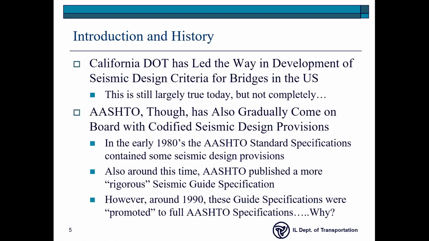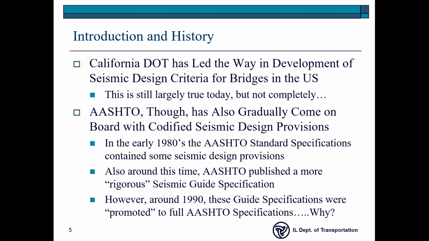Okay, so as I started to mention before, California really has led the way in the development of what I would call seismic design criteria for bridges in the United States, and it's still largely true today, but not completely true. Now, in the early 1980s, as far as earthquake engineering goes, that's a pretty long time ago, okay? Earthquake engineering developments happened very quickly. They've been happening very quickly for about the last 40 years or so. And so California started it off, and then AASHTO got on board.